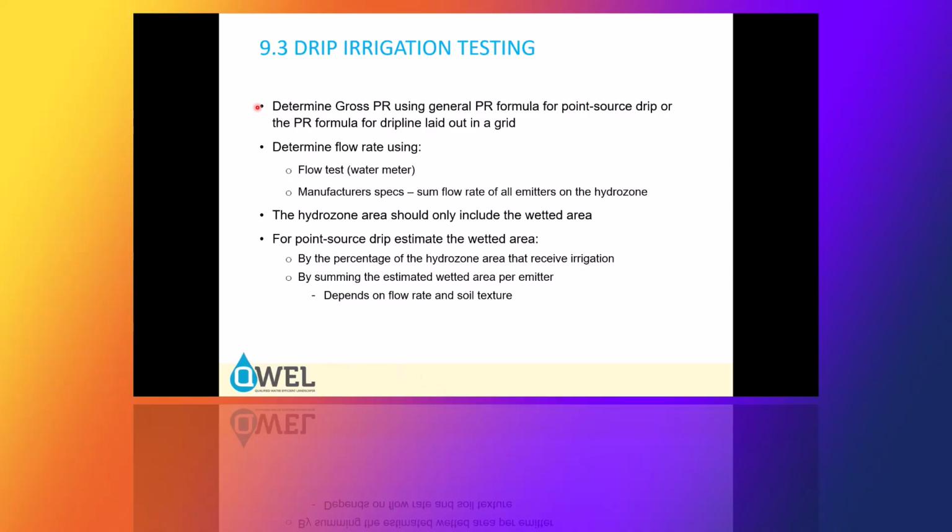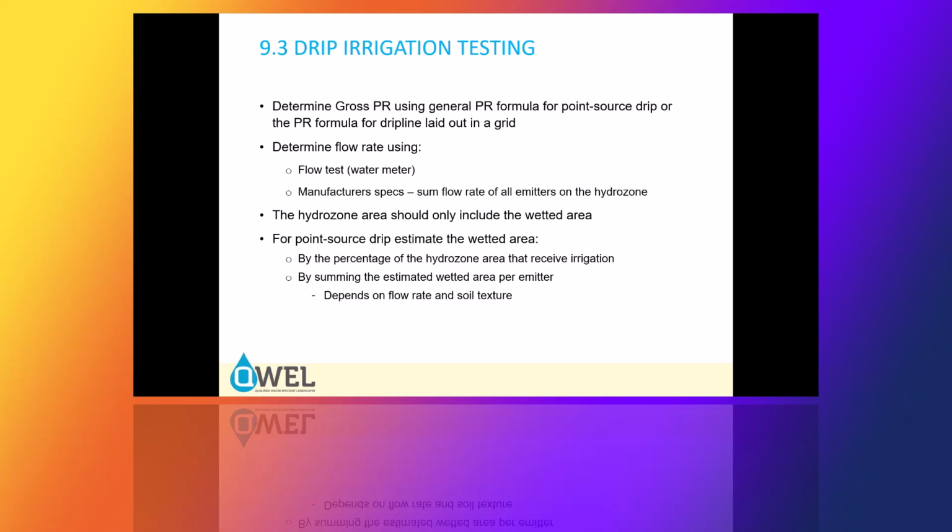So you can determine the gross precipitation rate using the general formula for point source drip or the PR formula for drip line laid out in a grid. Determine the flow rate using the flow test, which uses a water meter, or the manufacturer's spec. That's going to sum the flow rate of all emitters in the hydrozone. The hydrozone area should only include the wetted area. For point source drip, estimate the wetted area by the percentage of the hydrozone area that received irrigation, or by summing the estimated wetted area per emitter. And it all depends upon the flow rate and the soil texture.